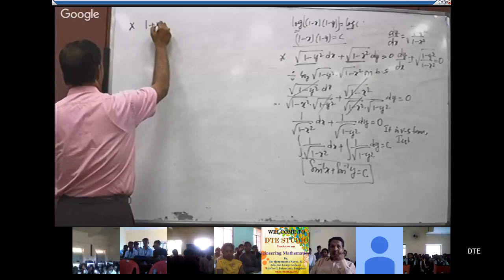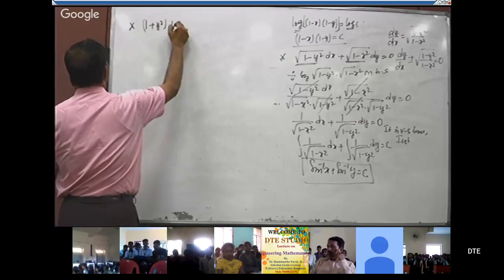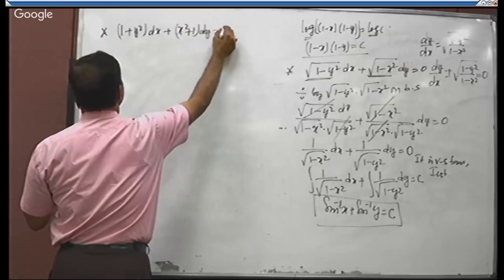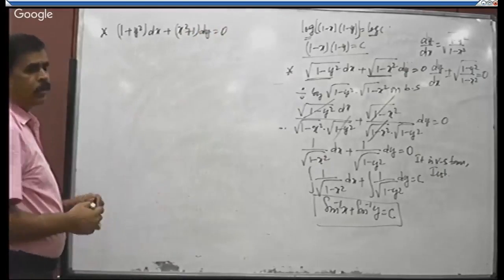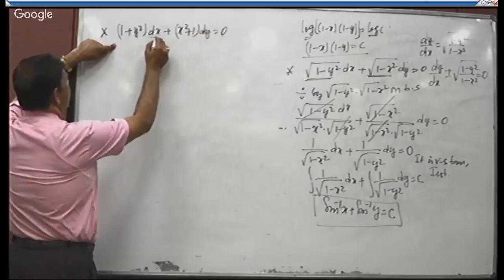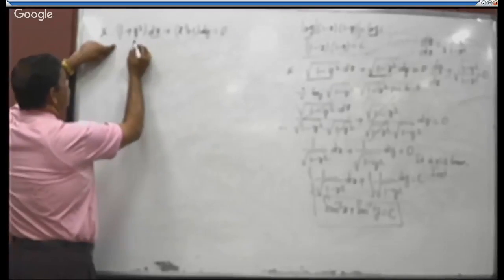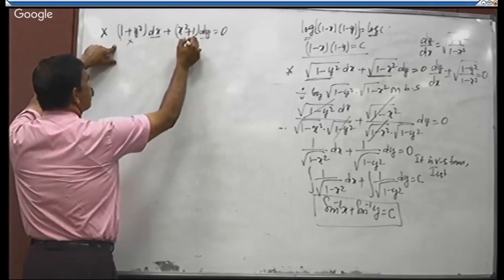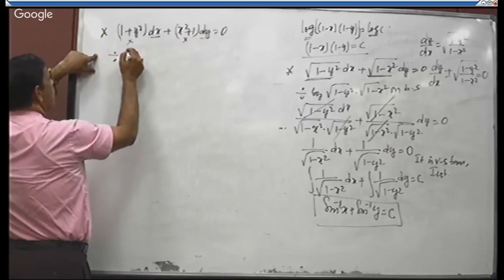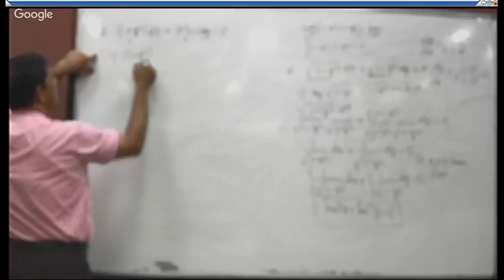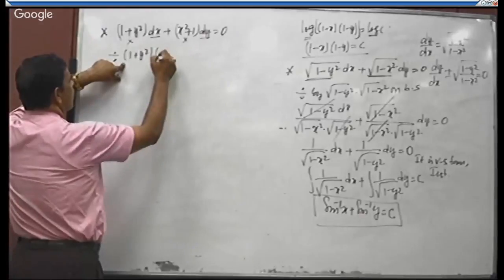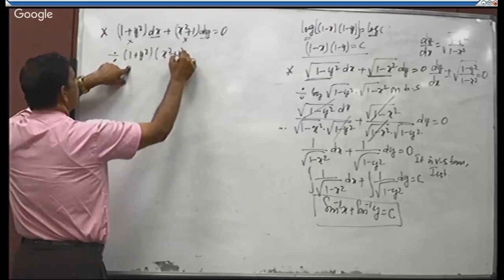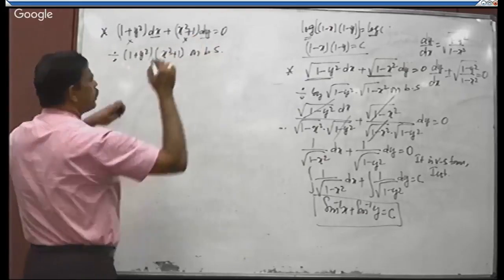(1 + y²) dx + (x² + 1) dy = 0. Check this. Along with dx, what is given? 1 + y². This is unwanted here, right? Along with dy, this is unwanted. Make their product and divide on both sides by (1 + y²)(x² + 1).